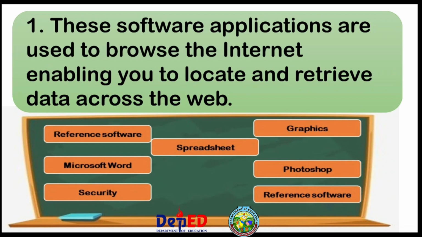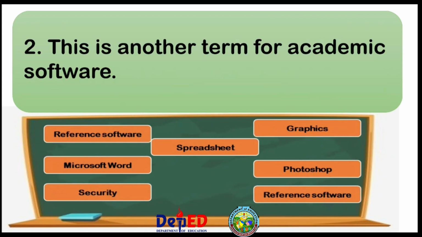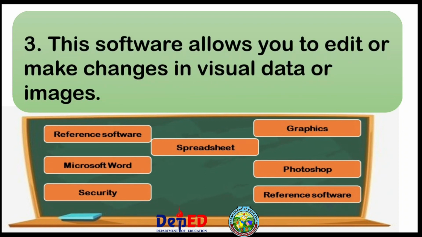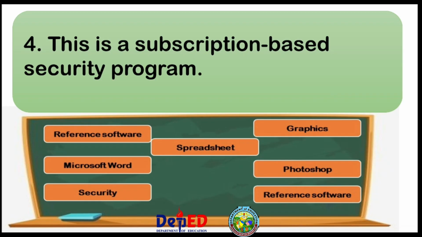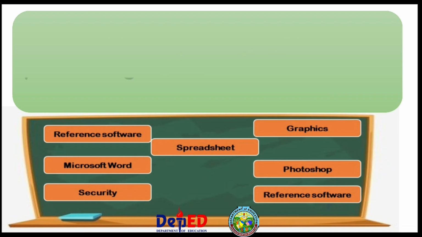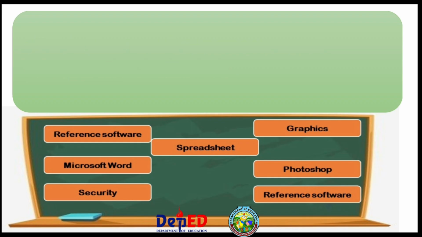Number 1. These software applications are used to browse the internet, enabling you to locate and retrieve data across the web. Number 2. This is another term for academic software. Number 3. This software allows you to edit or make changes in visual data or images. Number 4. This is a subscription-based security program. Number 5. It is the most common word processing software.